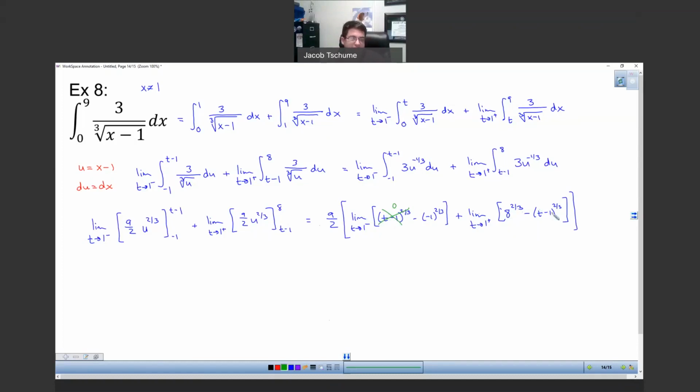Likewise, on your last limit, when you apply it to the (t minus 1) to the 2/3, that also goes to 0, and you're just left with all of the constants that are inside. So you're done with your limits.